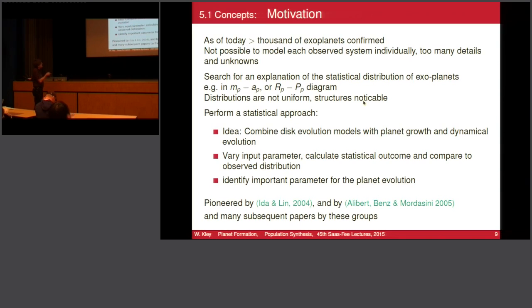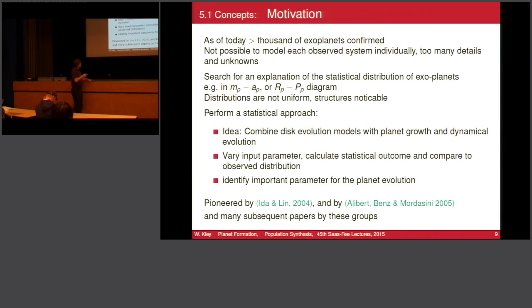Okay, so we look for an explanation for the statistical distribution, for example in these diagrams here, which are very important, and try to get some explanation for these structures that you can notice here. And this is a statistical approach, by definition. So you combine disk evolution models with planet growth and dynamical evolution. You model the disk and the planet simultaneously. The disk evolves in time, as we have heard, viscous evolution of the disk, and then it evaporates and so on. At the same time, the dust in these disks coagulates to planets, forms cores and so on. And you try to model this together with some limitations in time.